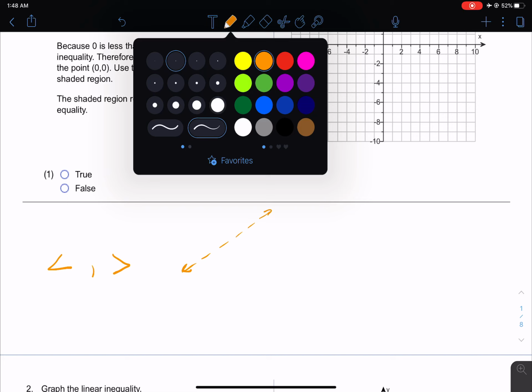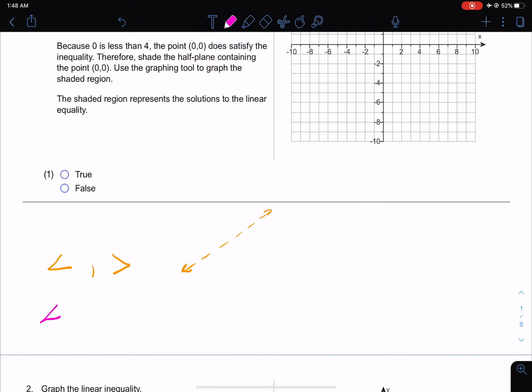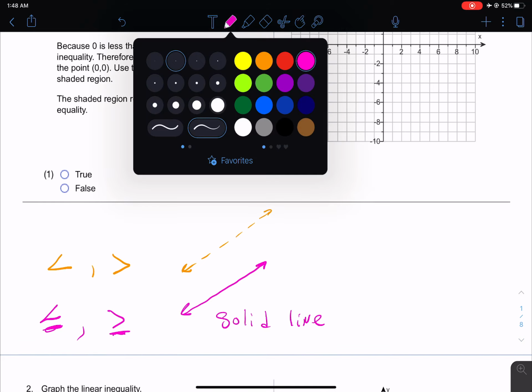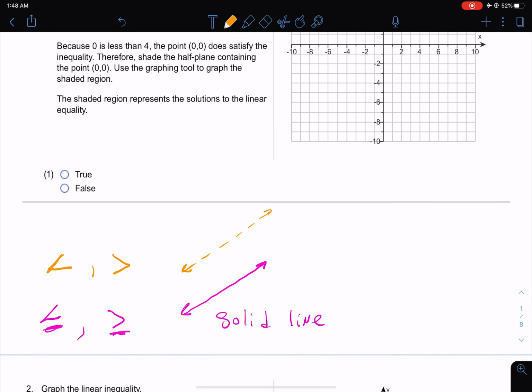This will make more sense when we start doing it. But if you have a less than or equal to, or greater than or equal to, that little equal sign means that the points on the line are part of the solution. So in that case, you're going to make a solid line. When you see this equal sign below, you make a solid line. And when you see just less than or greater than without an equal sign, you're going to make a dotted or dashed line. Okay, so that's a little note that could help out.